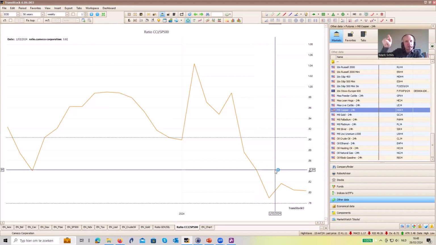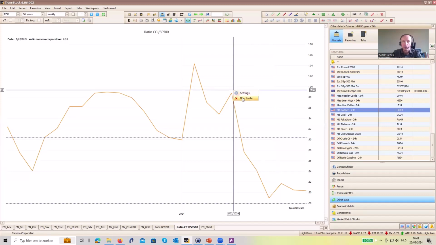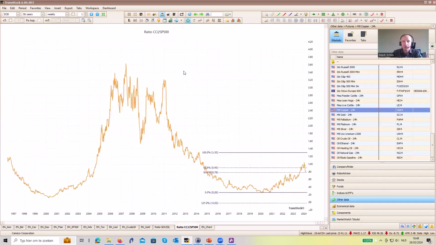And if we then see Cameco turn back up again, then maybe it's a good time to buy some uranium mines like Cameco, IFR, UEC, ISO, NXE, or you can buy some ETFs like URA, URNM. There are a lot of options you can choose.